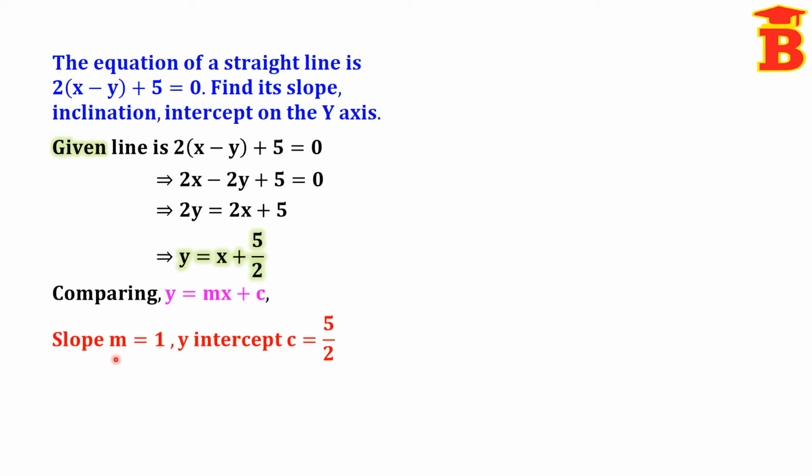We know that m means tan theta. So this implies tan theta = 1. Tan of which angle is 1? Tan 45 degrees. Therefore theta = 45 degrees.